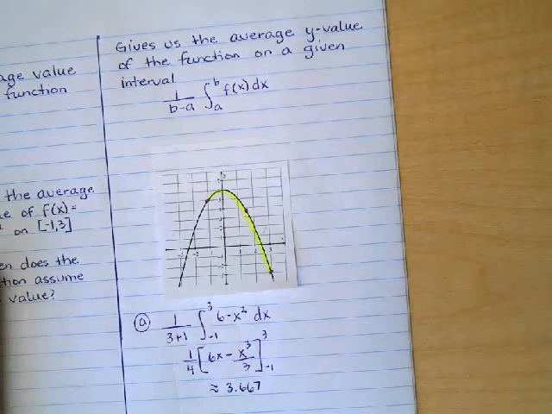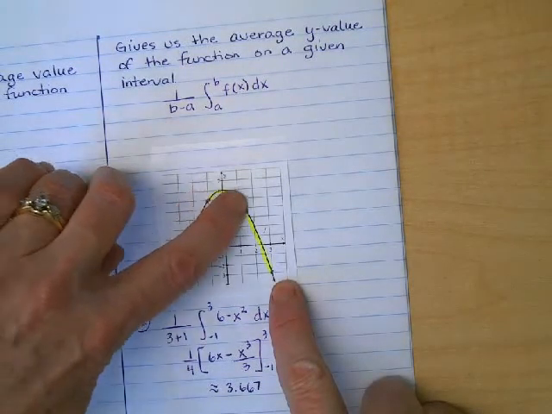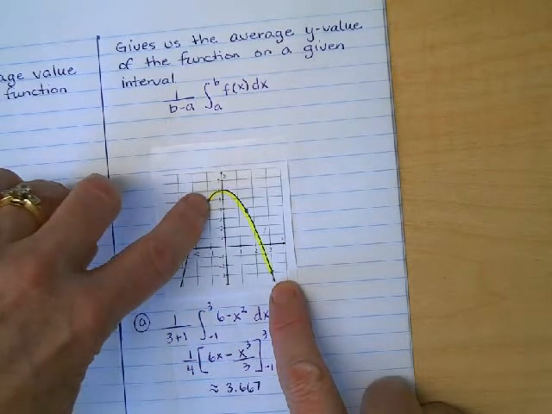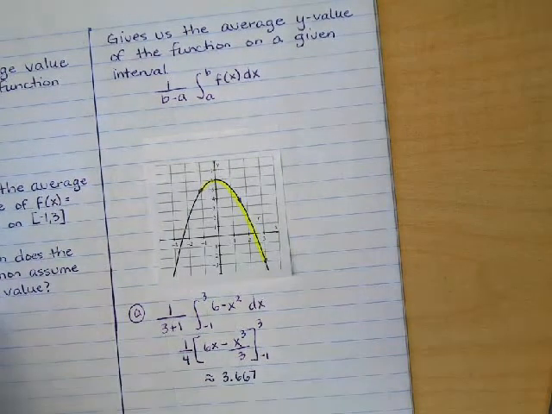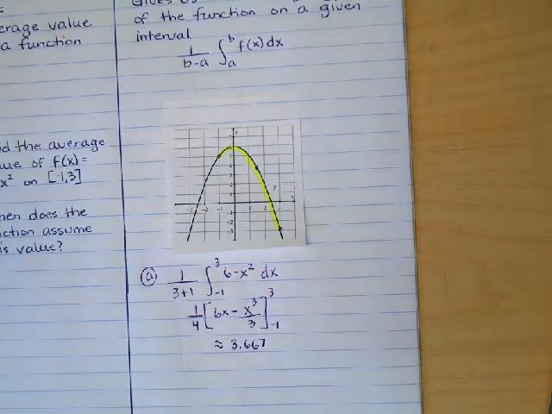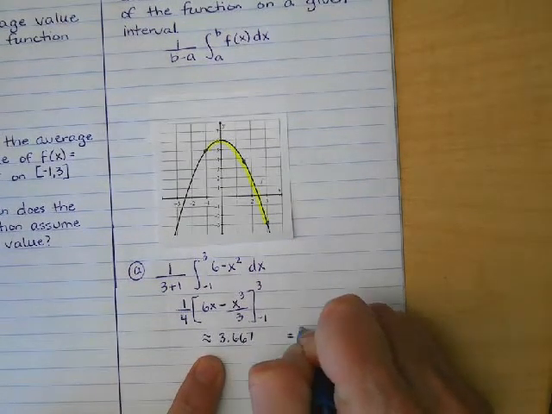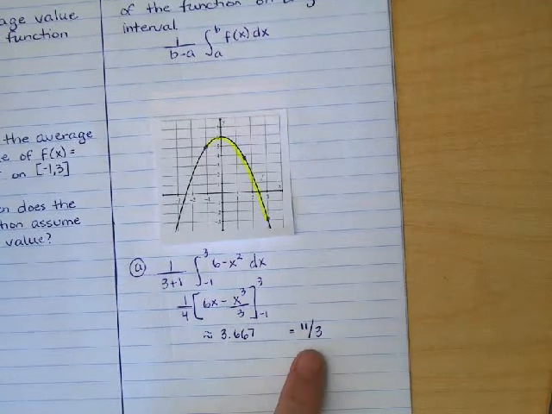Now you might be thinking, wait, that doesn't look halfway between here and here. But remember, here we're going up and then we're coming down. Of all the y values, if we found all of them, that would be our average value. Now, where does the function assume this value? The average value of this function is 11/3. If I think about it, 3 goes in there 3 times with 2/3 left over.